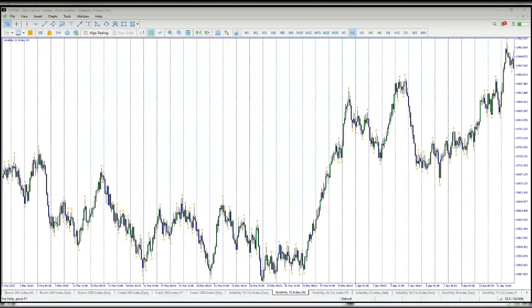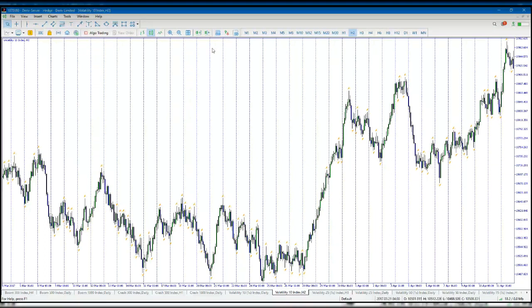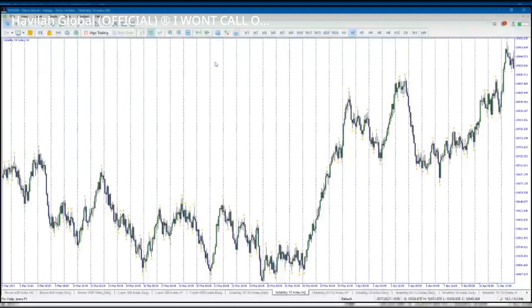So for those that are afraid of coming live, coming out to do this, it's not something difficult at all. It's the same thing that I'm going to do today that you guys will be doing. You can even do better than I will be doing today. So the first set is the volatility 10.